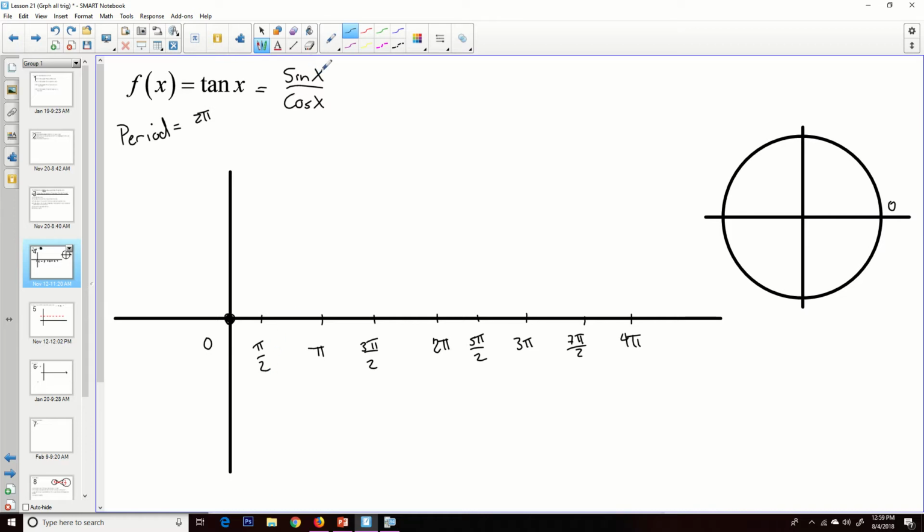All right, as I go to pi over 2, let's plug in pi over 2. The cosine of pi over 2 is 0, this point right here. The sine, though, is 1. So I've got a division by 0. So already I've got a vertical asymptote here.